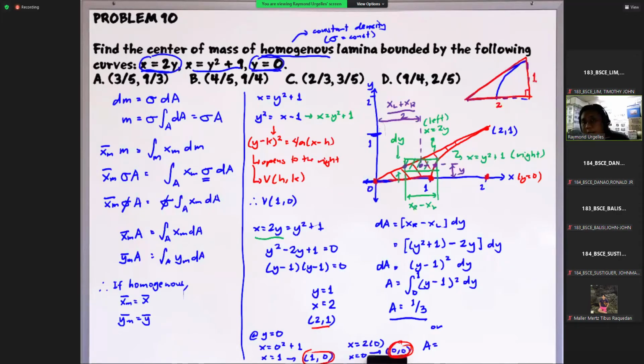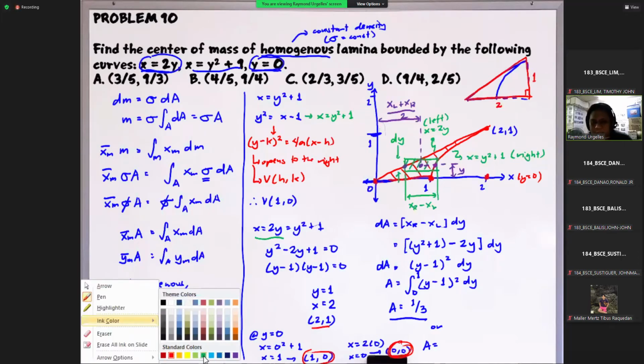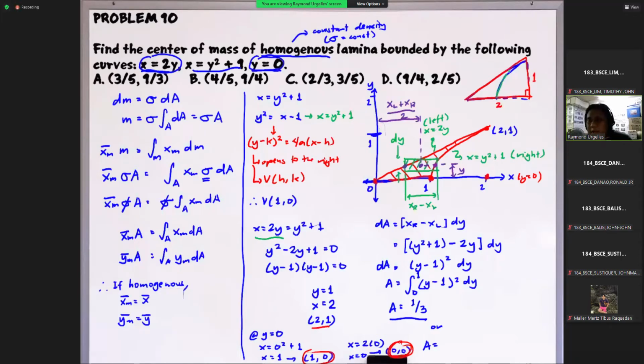Right triangle lang to. So we can solve the area. Kailangan lang nating ibawas, diba? Yung parabolic segment natin. Okay? So yung parabolic segment naman natin dito na ibabawas natin has a base of 1 unit and a height of 1 unit. Diba? So 1 unit, tapos 1 unit din to.